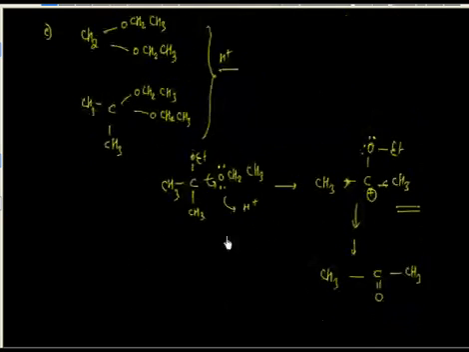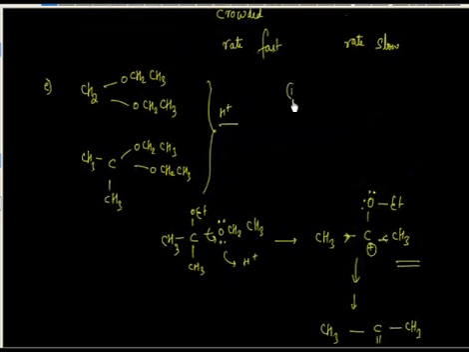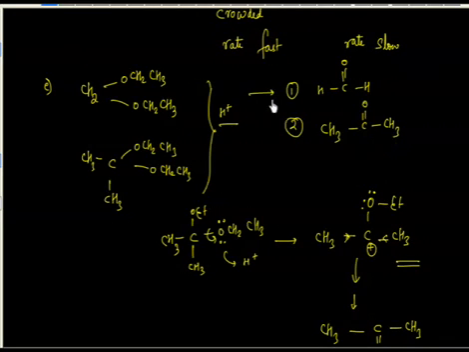So let me write the product first. In the first case, what will be the product? You will have HCOH. What will be the product in the second case? We have already written CH3COCH3. Now if I say the equilibrium constant for this reaction is K equilibrium 1, and for this reaction it is K equilibrium 2, I can clearly say K equilibrium 2 is greater than K equilibrium 1 because of the carbocation stability.